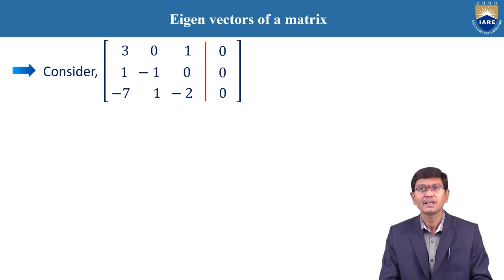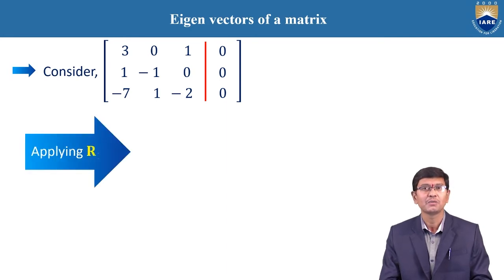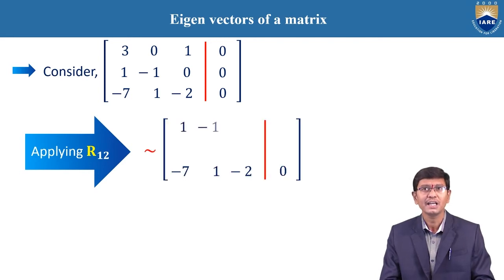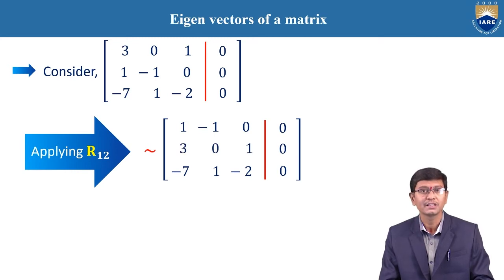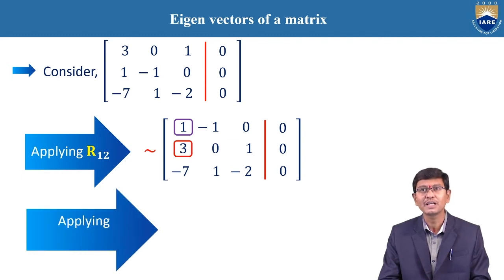Therefore, here A minus lambda I is equal to [3, 0, 1; 1, -1, 0; -7, 1, -2], and the last column is also 0, 0, 0. Again we are going to reduce this matrix to echelon form using row operations. Applying R12, that means interchanging the first row and the second row, the matrix changes to [1, -1, 0; 3, 0, 1; -7, 1, -2], and the last column has no change, that is 0, 0, 0.